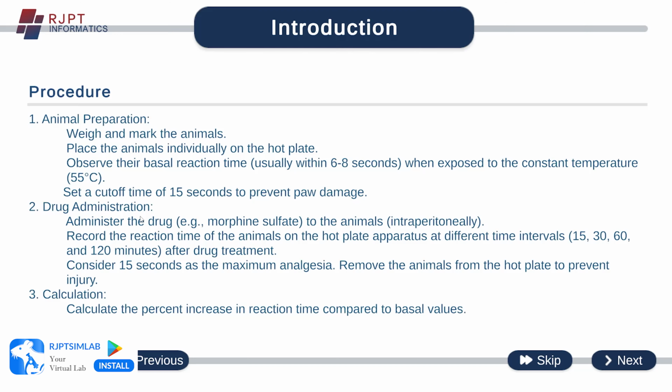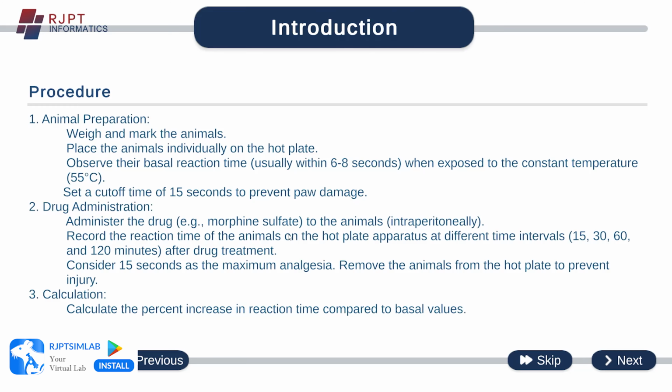Then drug administration. We have to administer the drug. For example, we are using morphine sulfate in this experiment. We will inject it into the animal through the intraperitoneal route. The intraperitoneal route is a route of parenteral drug administration. The syringe is inserted into the abdominal region of the animal, and that is the intraperitoneal route.